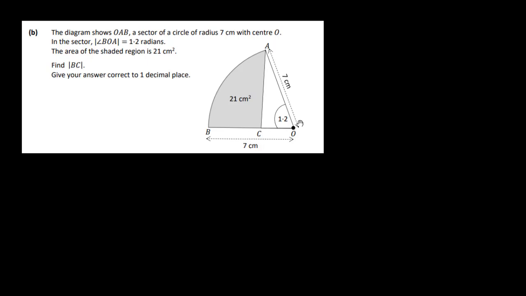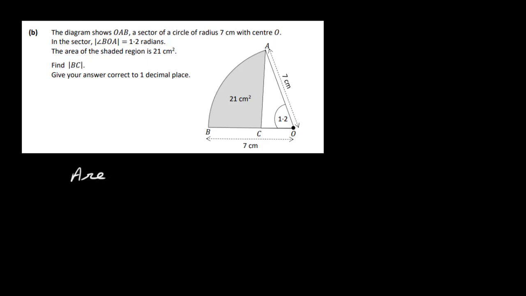So I'm going to look at areas here. I'm going to work out the area of the entire sector, shaded and non-shaded region. Then I'm going to subtract the shaded region to give me the area of this region here. And using half AB sine C, I'll be able to work out what OC is, and then just subtract it from 7 to give me BC. That's the plan anyway. So let's see how that goes.